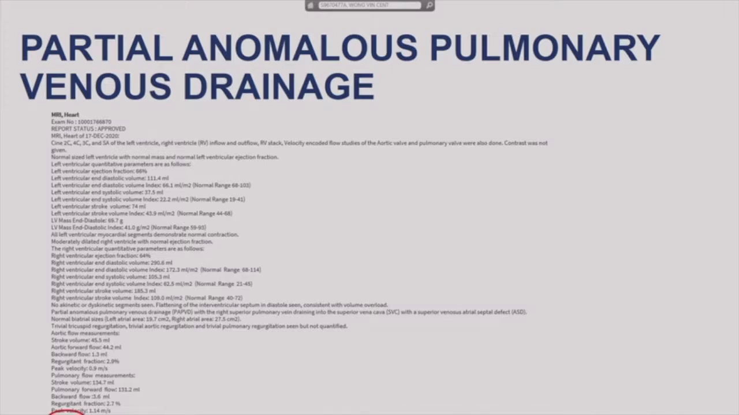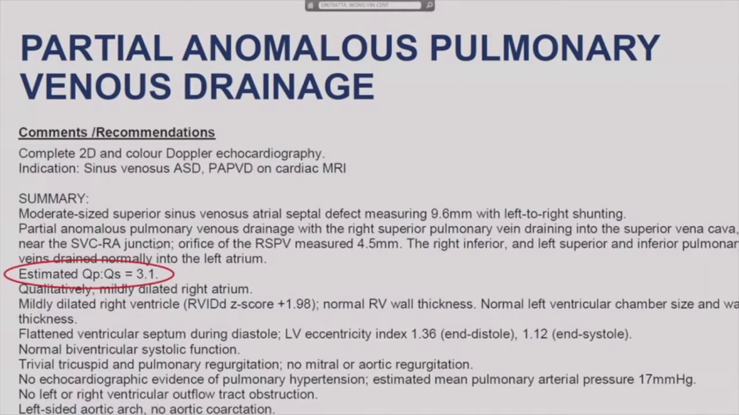Q stands for flow. What's the ratio of flow to the lungs as compared to the systemic blood flow? Anything below 1.5 is considered negligible. In this case, this PAPVD has resulted in pulmonary overcirculation with a ratio of 2.97. This is using MRI. But when we did it during echo, we had an estimated QP/QS of 3.1, which is not too far off.